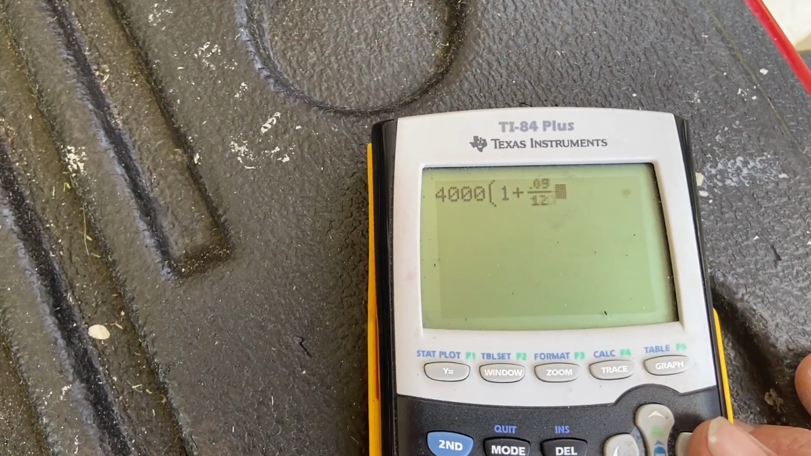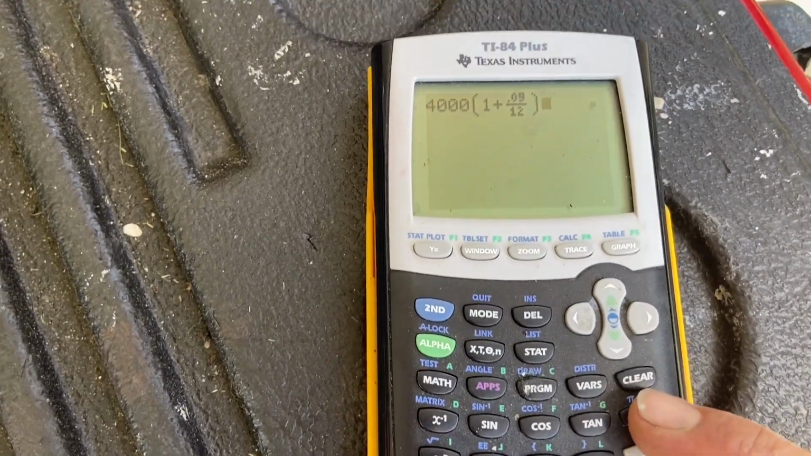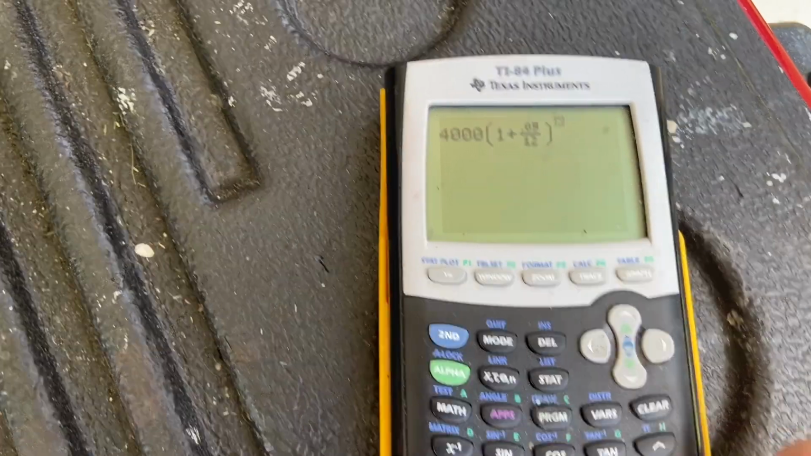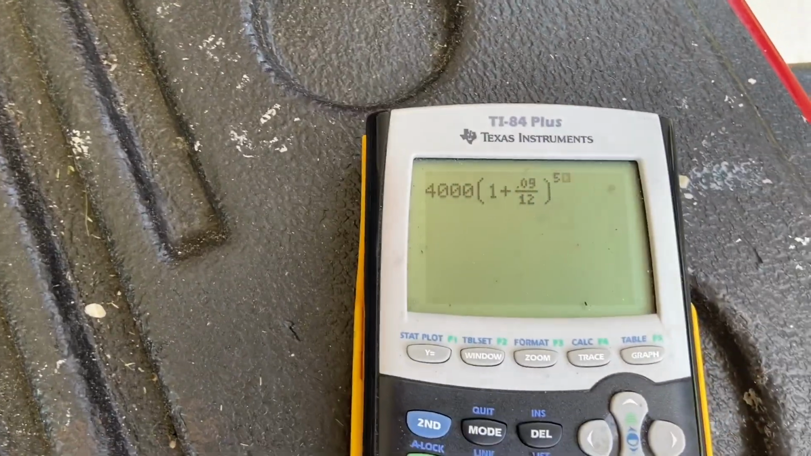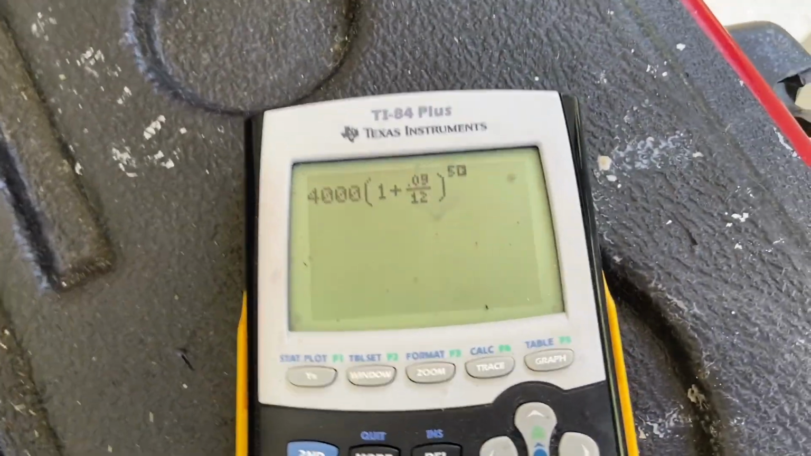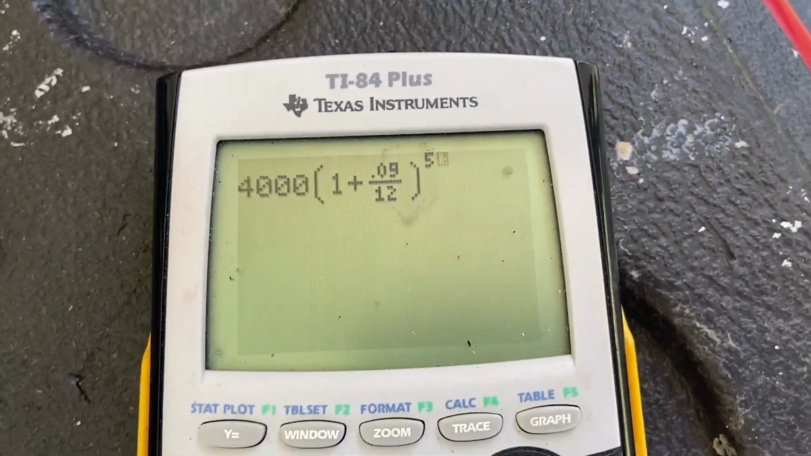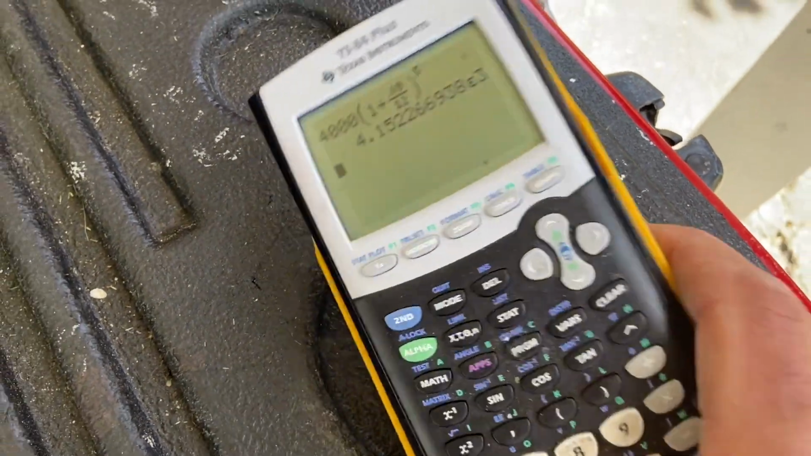You got to arrow over, close out your parenthesis, hit your exponent button, your caret button right there, and raise that to the 5th power. And then we're going to hit enter, and it's going to give us our answer. Now, we're dealing with money, and if there's no rounding instructions, you want to round to the nearest whole penny. And there is what we get on the calculator.